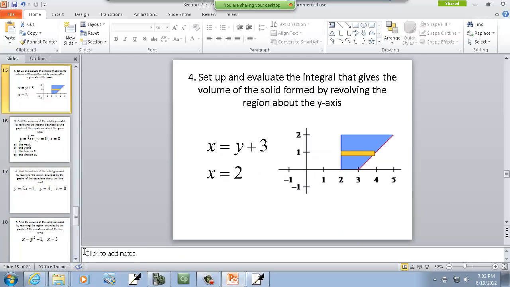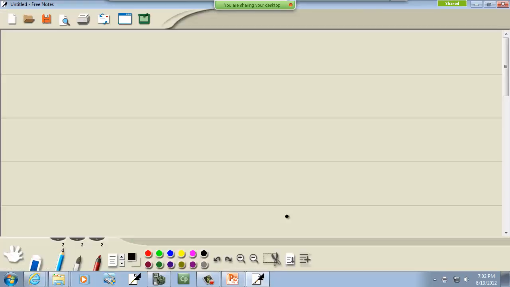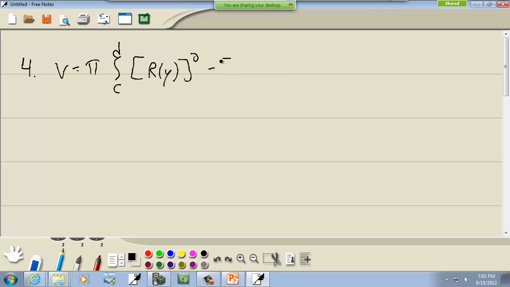Okay. Set up and evaluate the integral that gives the volume of the solid formed by revolving the region about the y-axis. Well, it's solved for x, so that's perfect. That's what we want. And let me write the formula down that we're going to be using. It's number 4. Volume is equal to pi, and I think I use C's and D's. And then we're going to have our R of y squared minus our little r of y squared, dy. These are going to be y values, and these have to have y's in them.